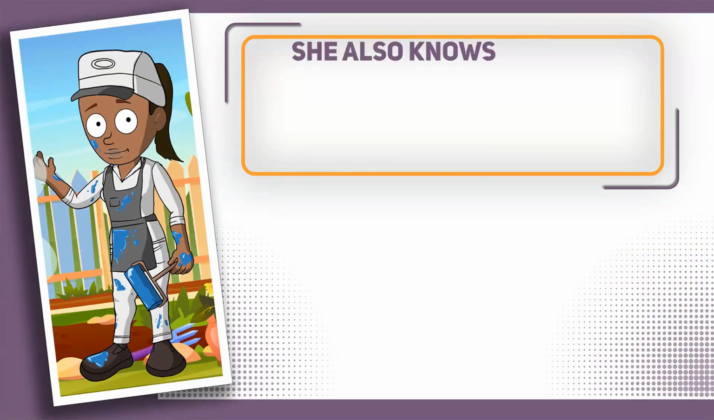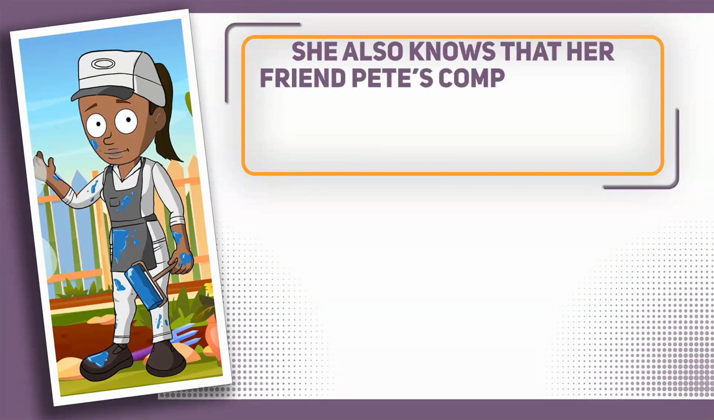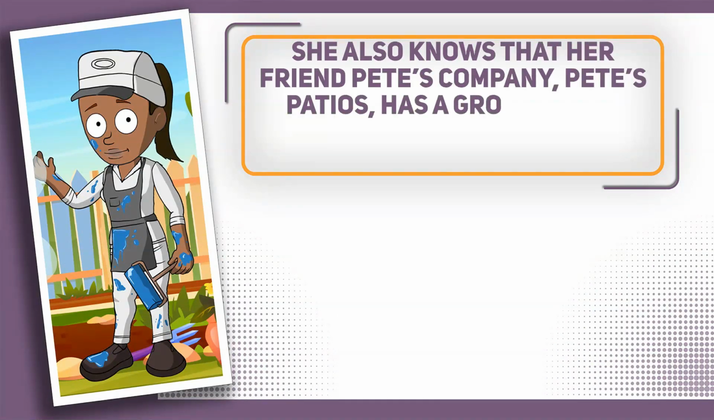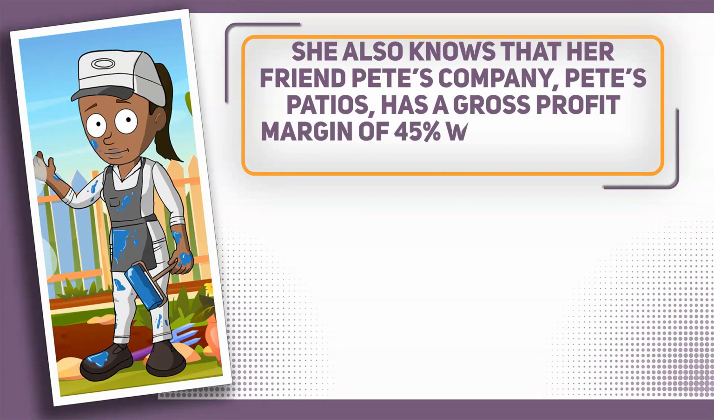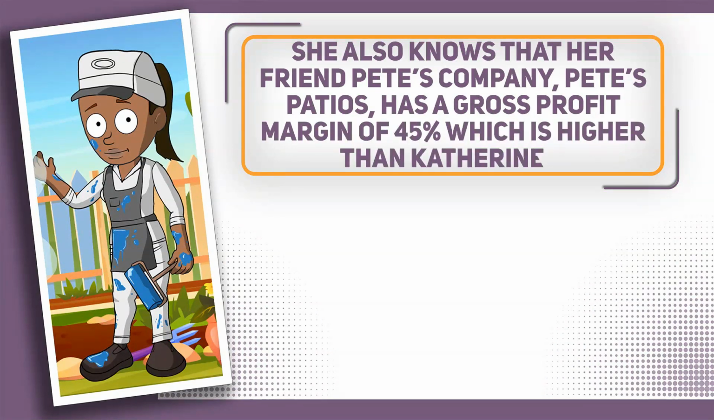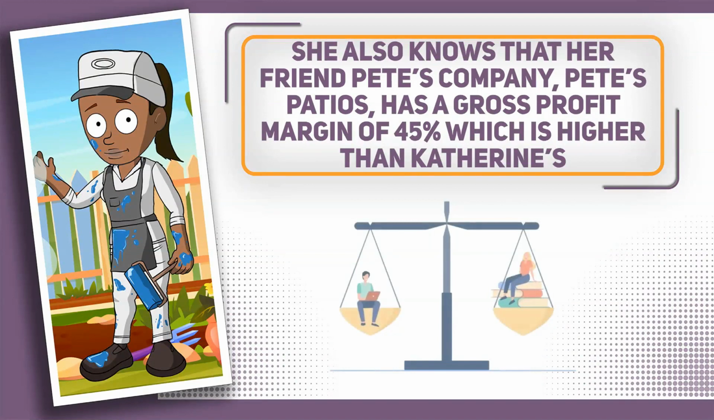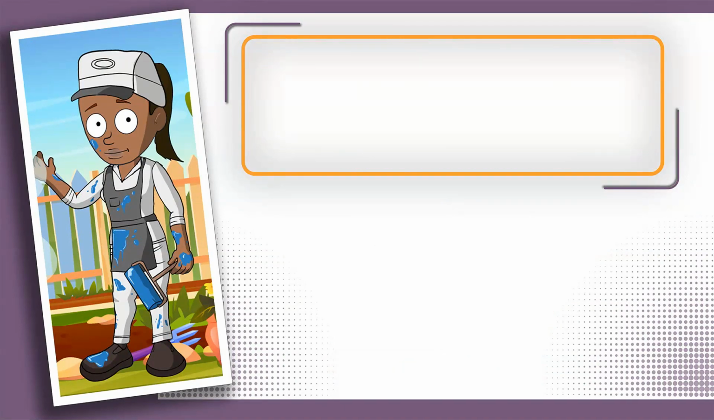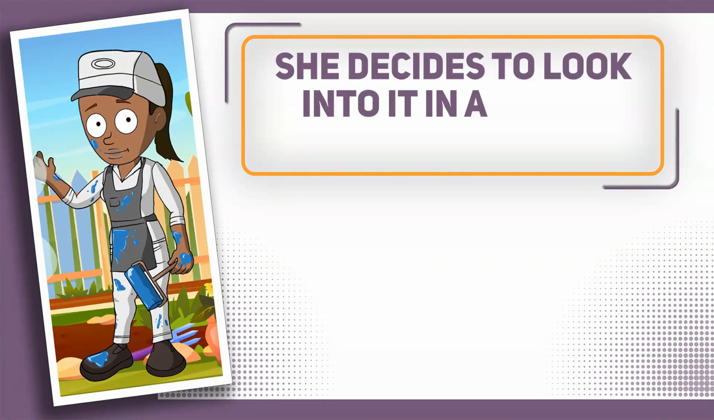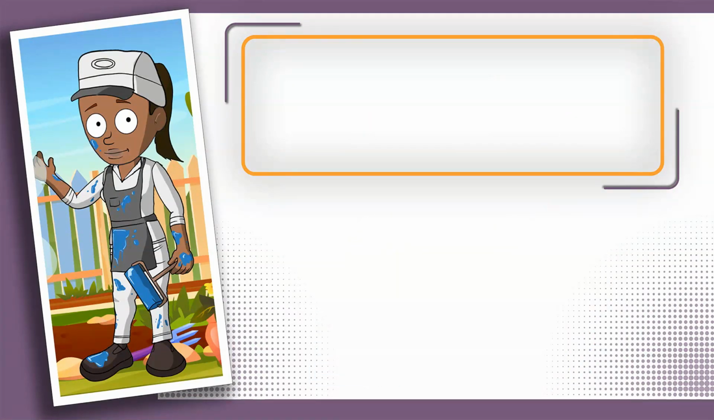Now, remember that she also knows that her friend Pete's company, Pete's Patios, has a gross profit margin of 45%, which is higher than Catherine's. If she wants to compete with Pete, maybe she should try to raise her gross profit margin. So she decides to look into this in a little more depth.